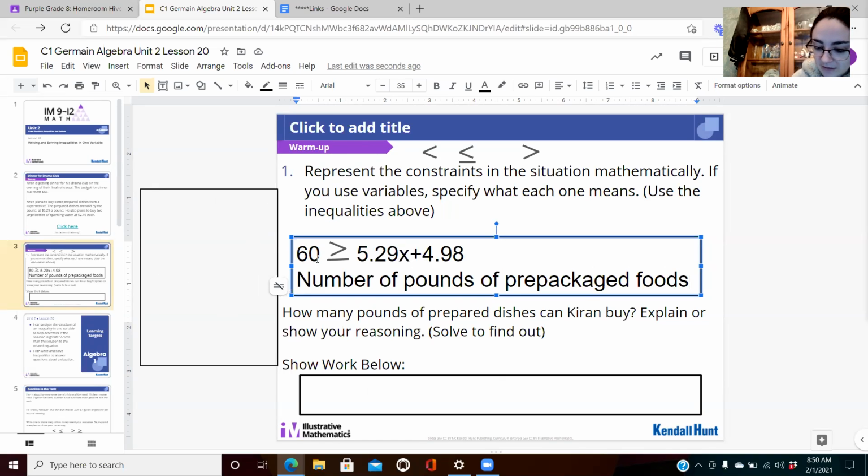So 60 minus 49.8 gets me 5502. And then we would have to divide that by 5.29. And here's the deal, this is where the tricky part comes in. We would get 5.4, right? So can we round it up to 11 pounds? Can he buy 11 pounds of stuff?